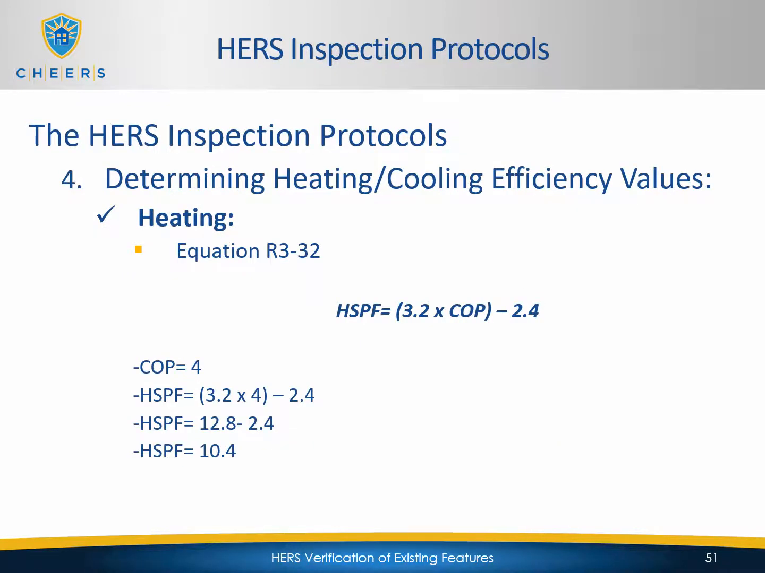This is equation R3-32 that was just mentioned. So the formula for the HSPF is 3.2 times the COP minus 2.4. In the example provided, the COP is 4. So the formula will be 3.2 times 4 minus 2.4, which gives us an HSPF final of 10.4.